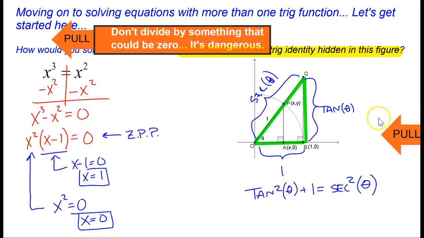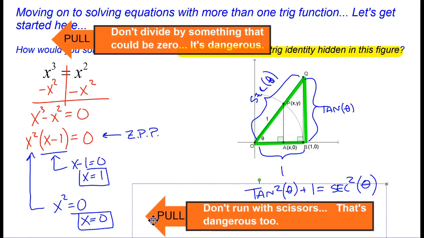All right, folks, I got one other warning for you here before we move on to a new example problem over here in this other pull tab. So in addition, remember, don't divide by something that could be zero because it's dangerous. Also, don't run with scissors because that's dangerous too. Now that we have that out of the way, let's move on to our next example problem.